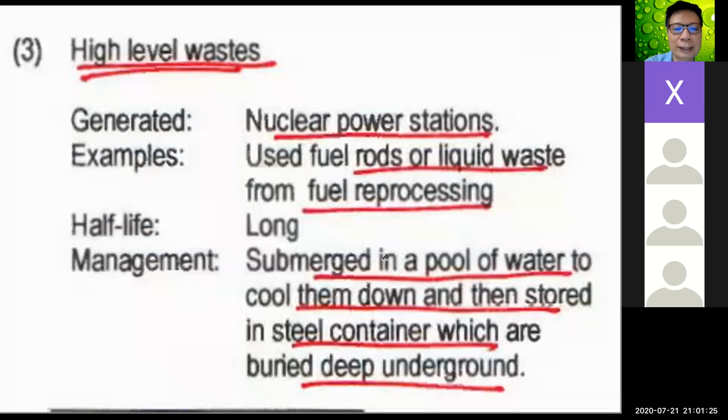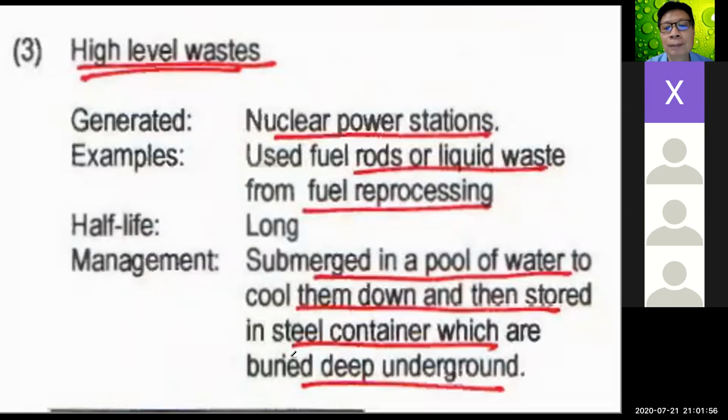Submerge in the pool of water to cool them. You have to cool them down first. You cannot simply put it inside. It's too hot. The temperature is a few thousand degrees. Then store in a steel container. You cool them for 2 years, then only take out and put inside the steel container.